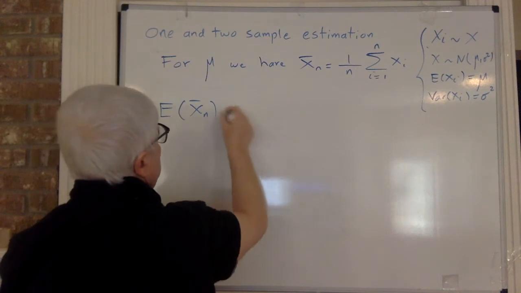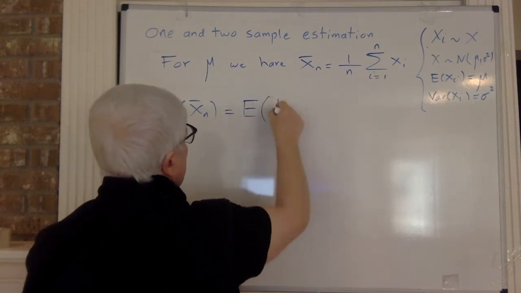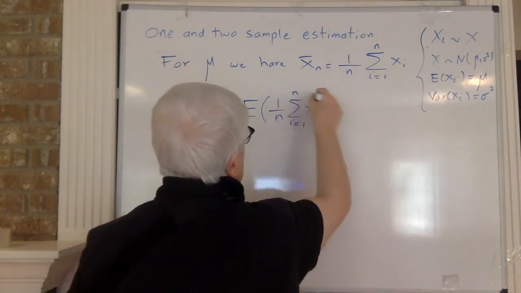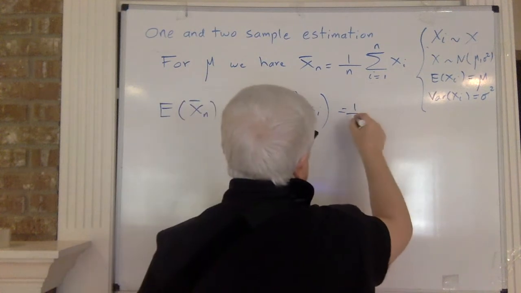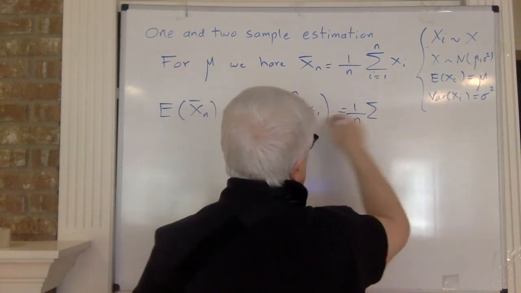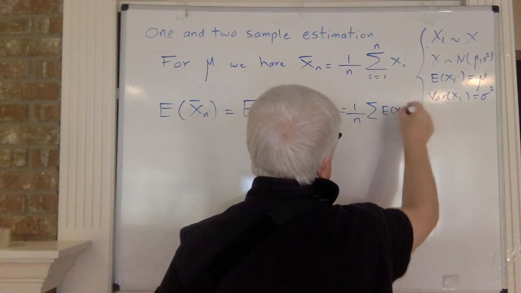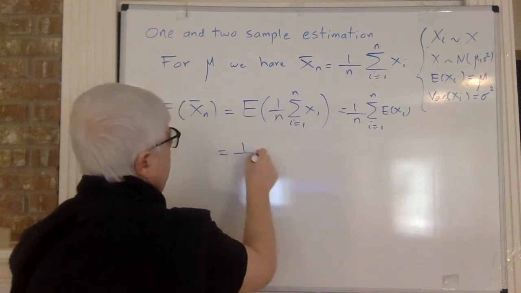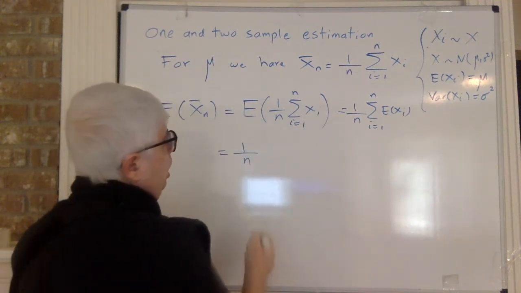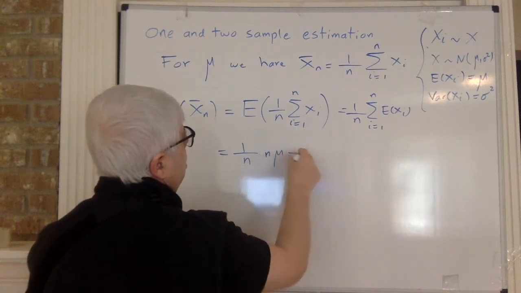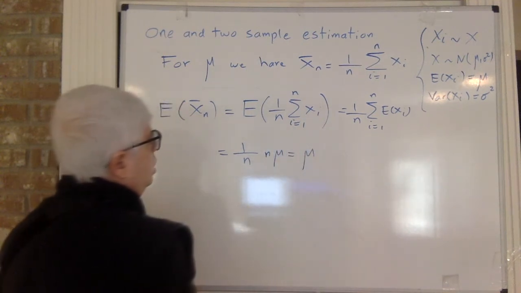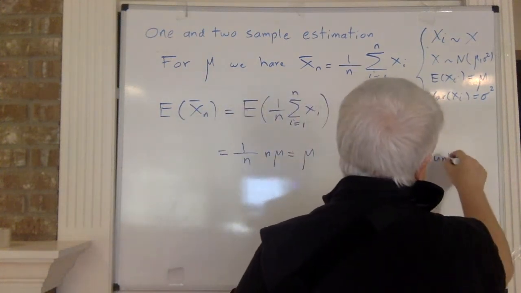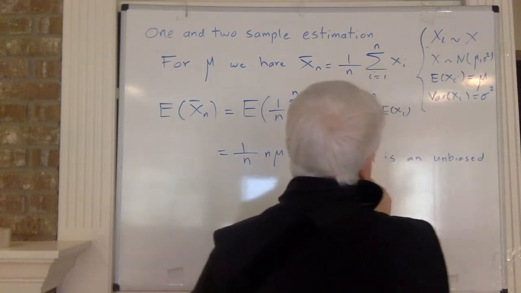Okay, so that is E of 1 over n sum of xi, i from 1 to n. We know that this constant comes out, and the sum also comes out. E of xi, i from 1 to n, and that is in fact 1 over n. Each one of them is mu. We have n of them, times mu, divided by n, which is mu. So x bar is unbiased. Unbiased estimate of mu.